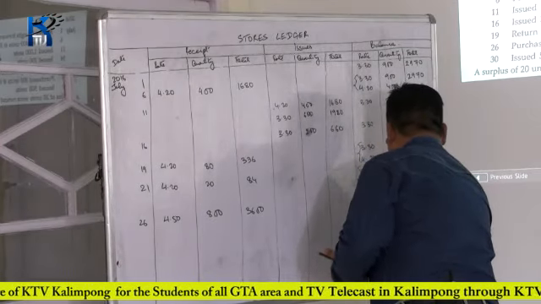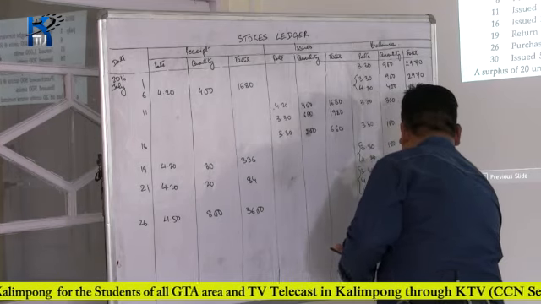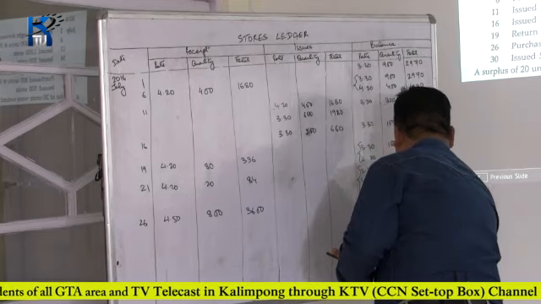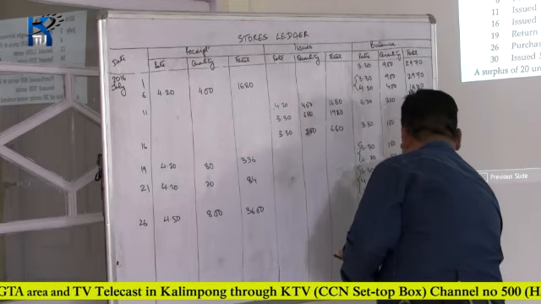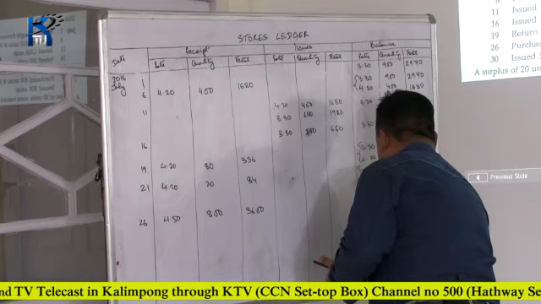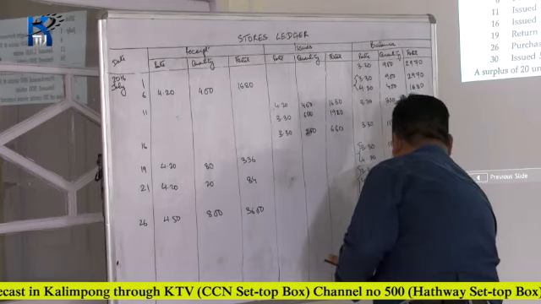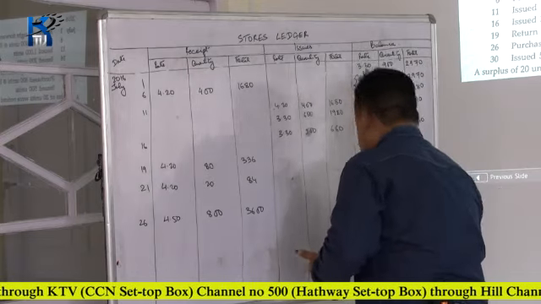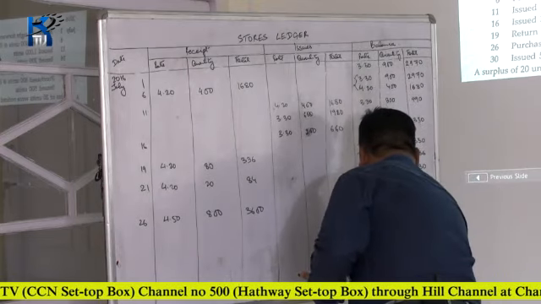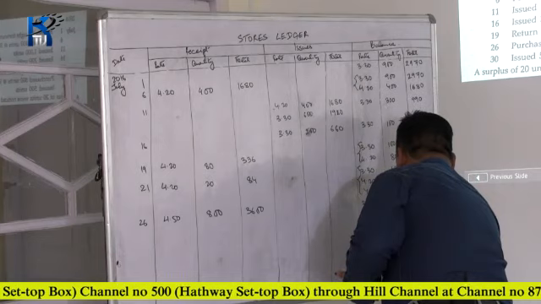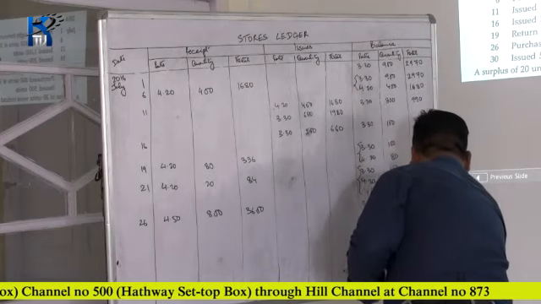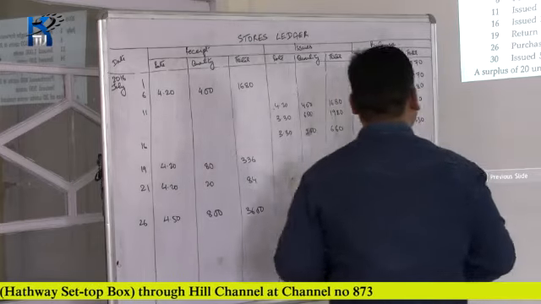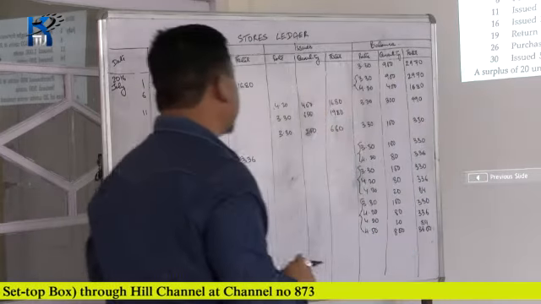3.30, 100 units, 330, 4.20, 80 units, 336, 4.20, 20 units at the rate of rupees 84, and 4.50, 800 units amounting to 3,600. So this was the balance on 26th.